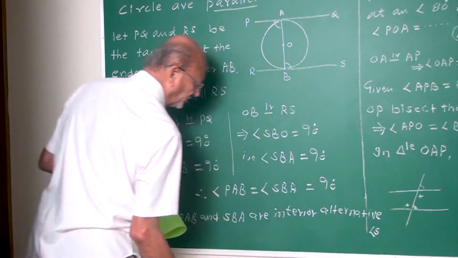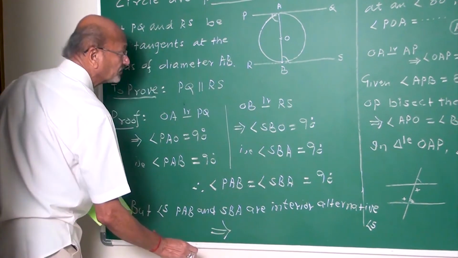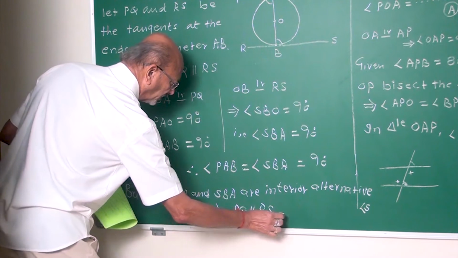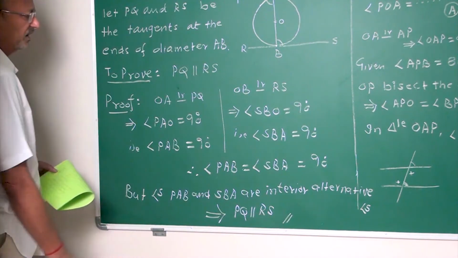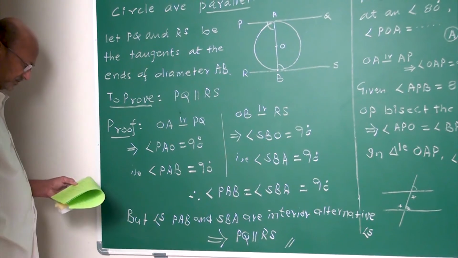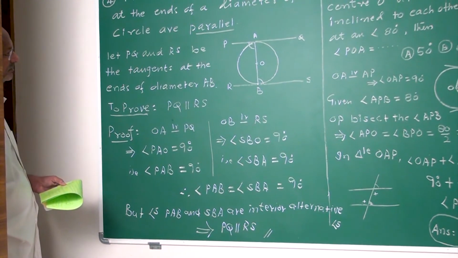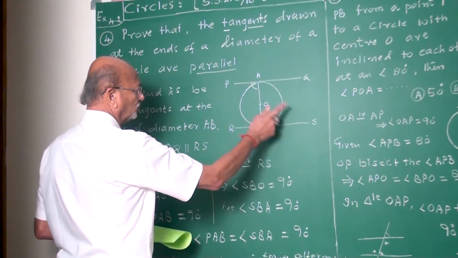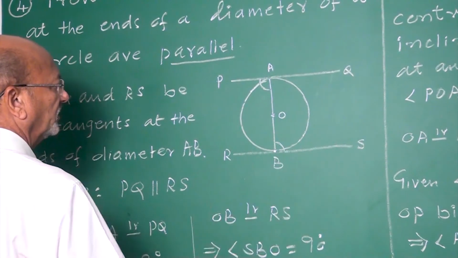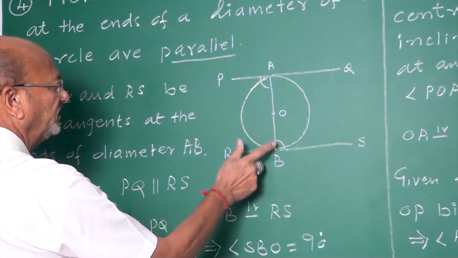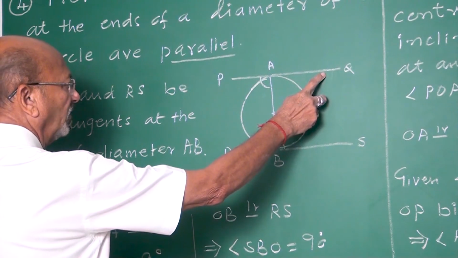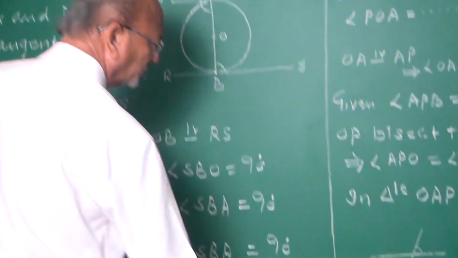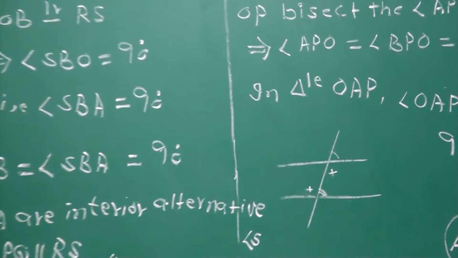Alternate angles. Alternate angles themselves imply what, my friends? The line PQ is parallel to line RS. PQ is parallel to RS. This is the method, my friends. So angle PAB is equal to angle SBA. Then these two are nothing but interior alternate angles. So alternate means what? These two lines are parallel, because by using this, my friends, I will explain once again.